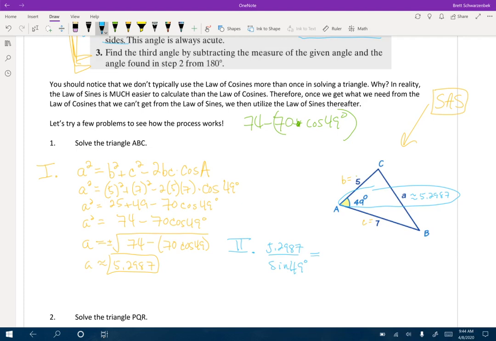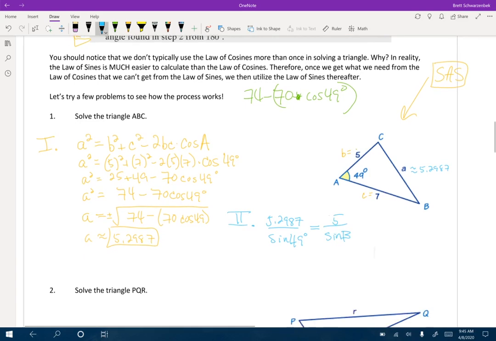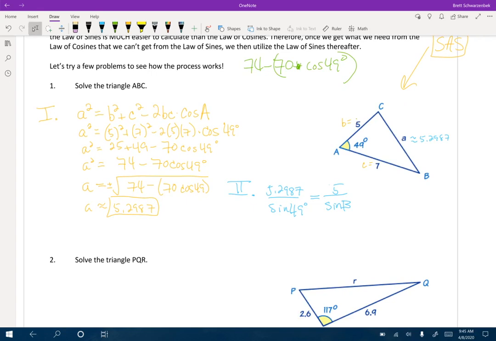So we need to set up a ratio in order to figure out this angle opposite the side, the smallest of the remaining sides. That is 5. That is a 5 opposite the sine of B. Okay, so you guys know how to set this up. It's just going to be a little different than what you are used to.